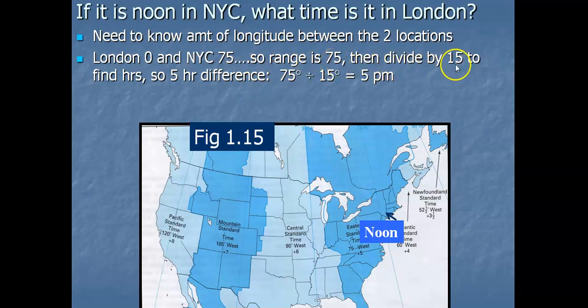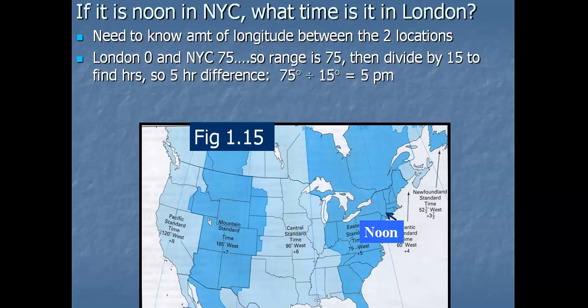So you take that 75-degree range that we know, and what do you divide it by? 15, all right? And so we know that London is 0 degrees longitude. We know that New York City is 75 degrees west, all right? So the range between the two cities is 75. You divide it by 15 because 15 degrees is the magic number. I mean, that's 1 hour to find the hours. So you do the division. 75 divided by 15 is 5 hours, okay? Now, the important thing to know, we've got to go back to one of the first things we learned, is the direction of the Earth's rotation. The Earth is rotating west to east, all right? And right now in this diagram, New York City is directly facing the sun, all right? So it's noon, directly facing the sun.